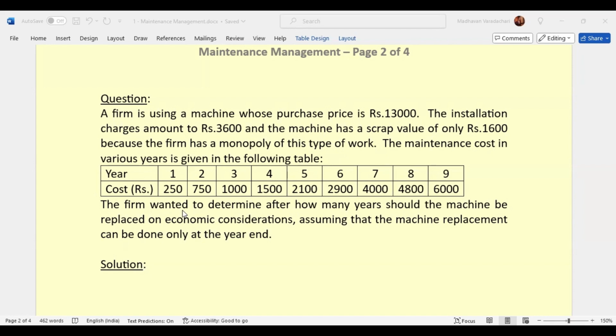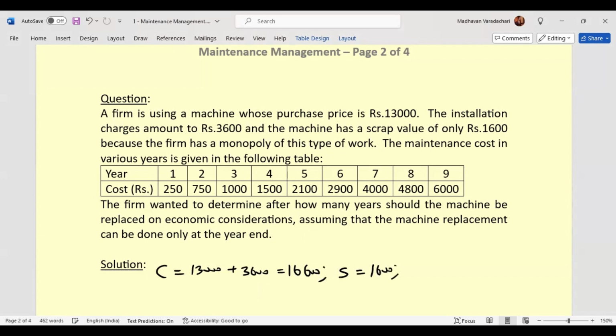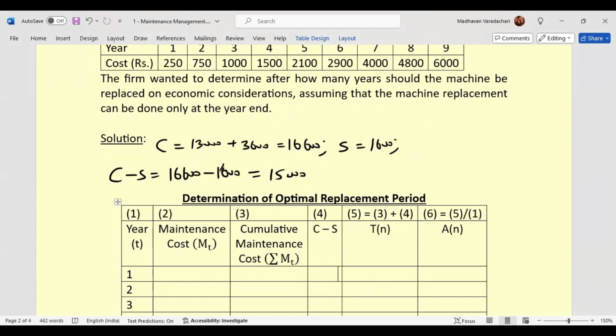The firm wanted to determine after how many years the machine should be replaced on economic considerations, assuming that the machine replacement can be done only at the year end. So in order to find this time period, we need to calculate the average cost based on the cost of the machine, installation charges, scrap value, and maintenance cost. So what is given? Cost of the machine is 13,000 plus installation charges 3,600, so it becomes 16,600. Scrap value is given as 1,600. Therefore, C minus S is 16,600 minus 1,600, which gives 15,000. So C minus S will be constant, and we can enter that 15,000 everywhere.